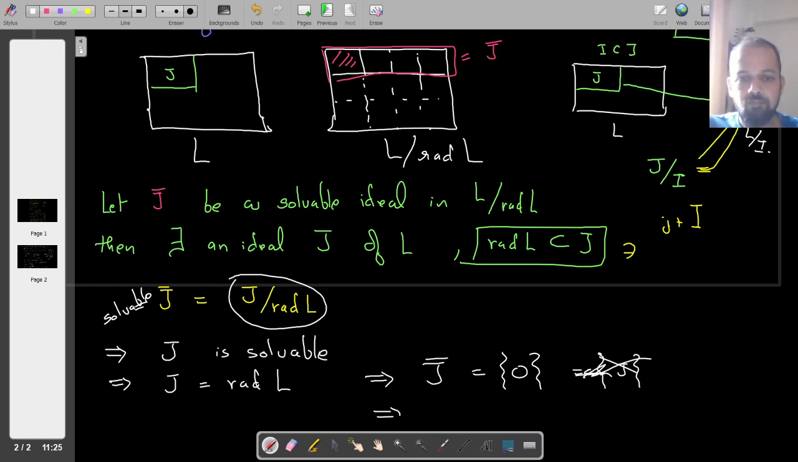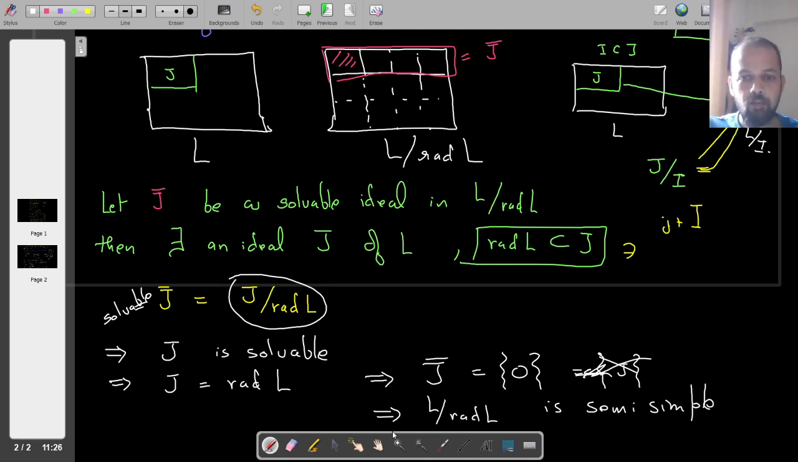So this implies, if J bar is only 0, then what did I do? I started with J bar a solvable ideal here, and I showed that the solvable ideal is only 0. That means only 0 is the only solvable ideal here. That means L by radical L is semi-simple. Okay, so that proves this particular result.